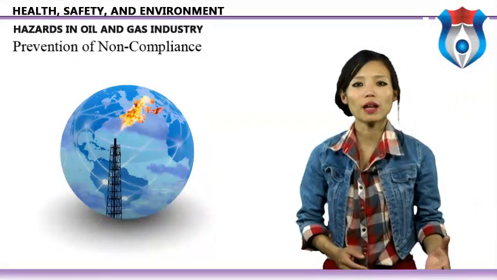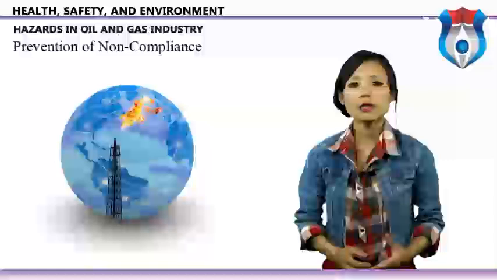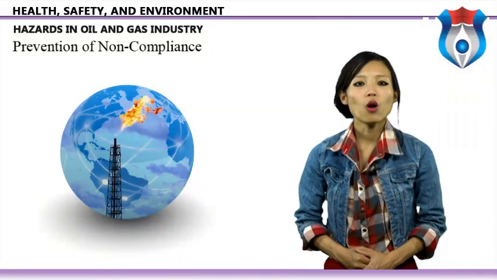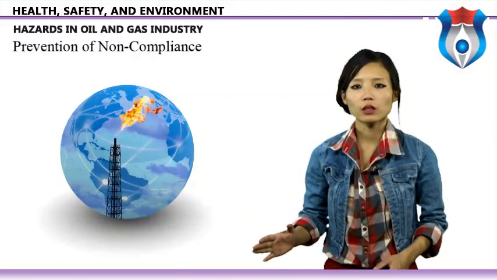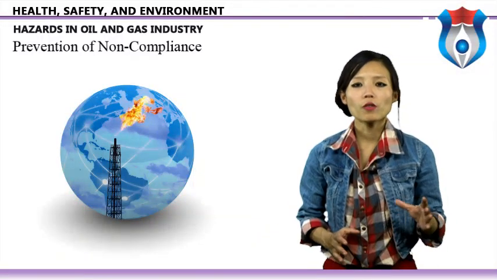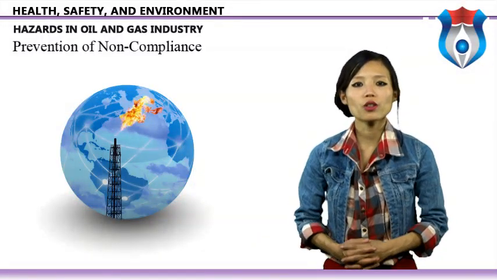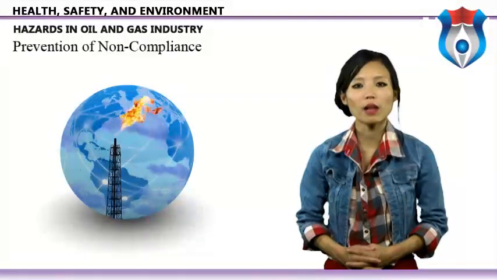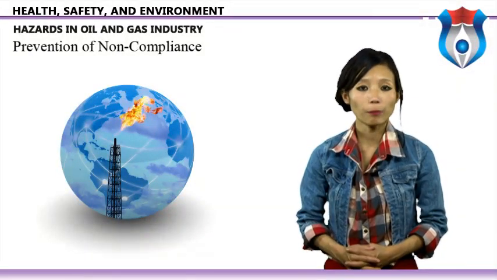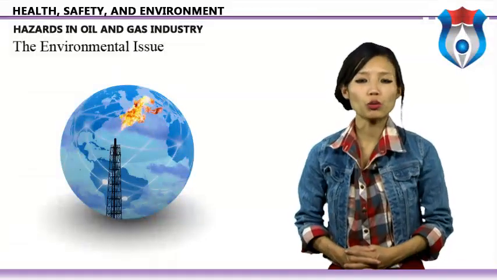Prevention of non-compliance. With increasing regulatory pressure, oil and gas companies cannot afford the risk of being non-compliant. More stringent requirements for timely reporting on operations and accidents might be required, as well as risk mitigation plans for critical operations like drilling. The environmental issue.